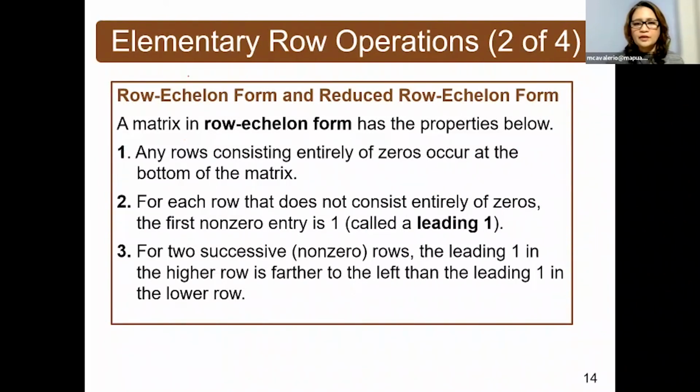So for the elementary row operation, a matrix in row echelon form would have the following properties. Any rows consisting entirely of zeros occur at the bottom of the matrix. And for each row that does not consist entirely of zeros, the first non-zero entry is called a leading one. And for two successive non-zero rows, the leading one in the higher row is farther to the left than the leading one in the lower row.